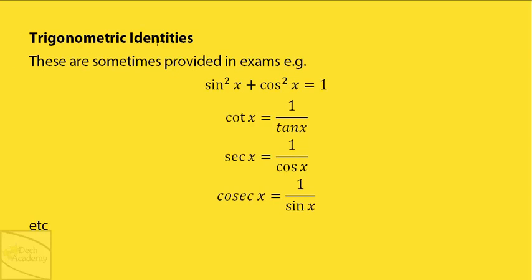Finally, you need to be comfortable with common trigonometric identities. The complex ones will usually be given to you in an exam, but these ones are easy enough to remember and quite useful. The cotangent of x, cot x, is simply 1 over tan x. The secant of x is simply 1 over the cosine of x. And the cosecant of x is simply equal to 1 over sine x. This is useful to remember. And of course, sin²x + cos²x is equal to 1. Another useful identity to remember.